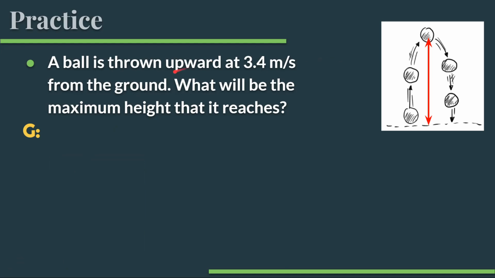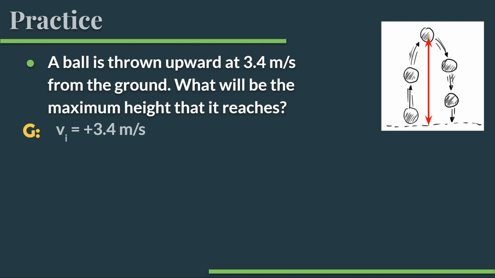It's just up and down right now. And so we have thrown upward at 3.4 meters per second. What is the maximum height that it reaches? So again, you could label those numbers on here. I would put 3.4 meters per second right here, and I'm looking for this height. Obviously I'm given this. I have an initial velocity of positive 3.4 meters per second.